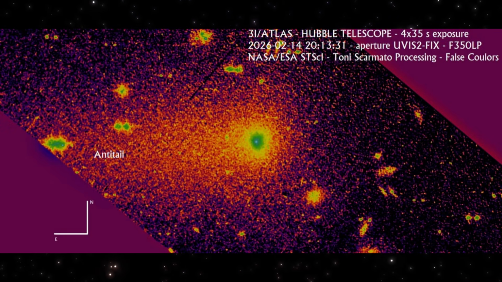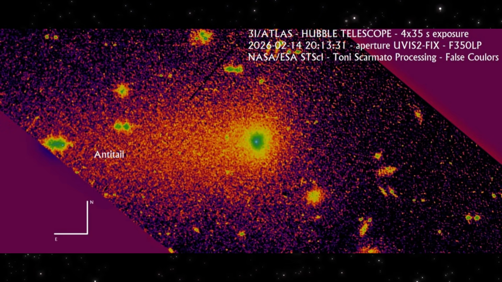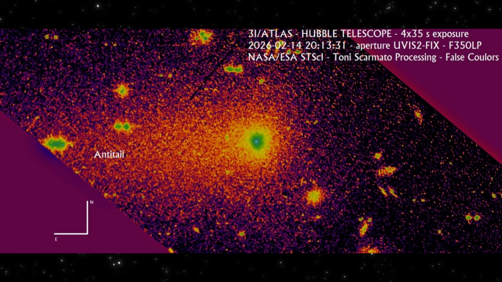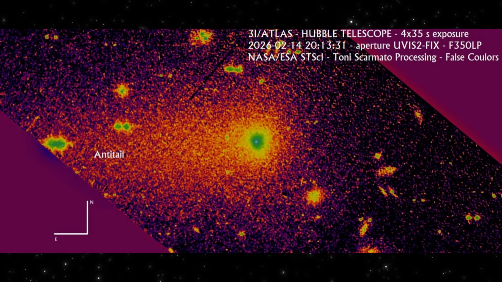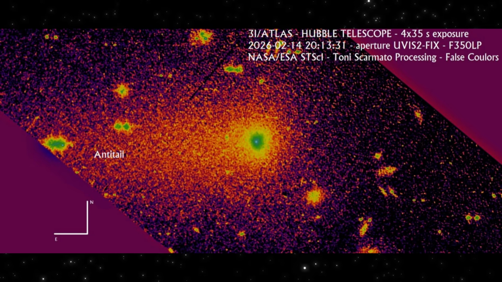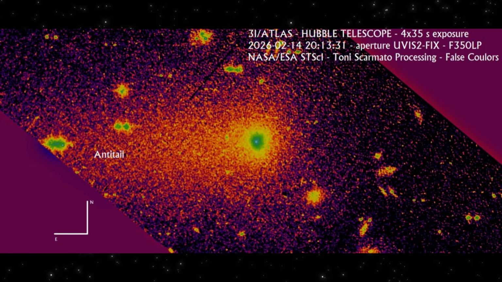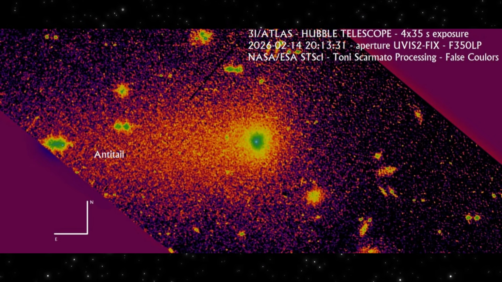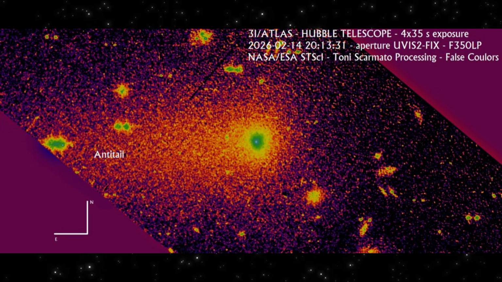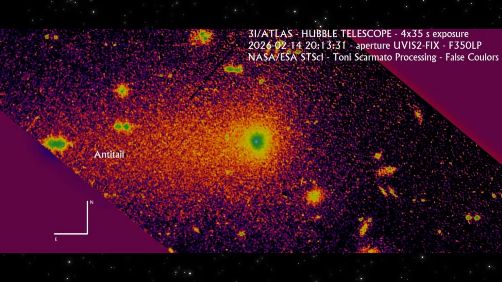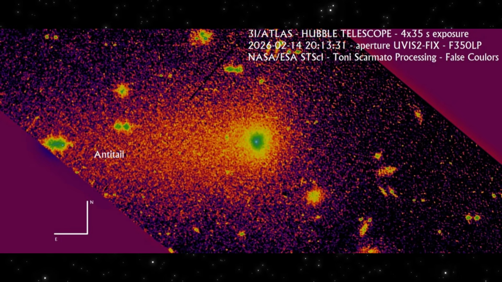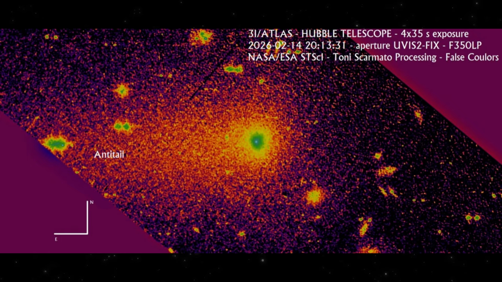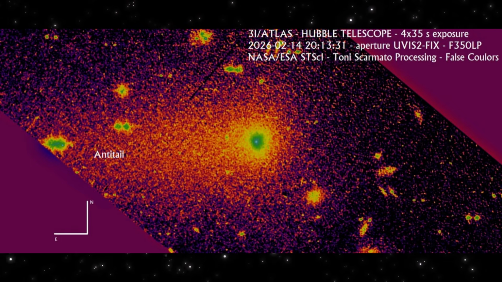These images were captured on February 14, 2026 by the Hubble Space Telescope using the UVIS-2 detector and F350 filter. Four 35-second exposures combined. False color processing by Tony Scamato. What this gives us is high-resolution structure inside the inner coma, the region immediately surrounding the nucleus. And at this scale, small asymmetries become meaningful. This is no longer about is there a tail? This is about geometry, dust dynamics, and structure.